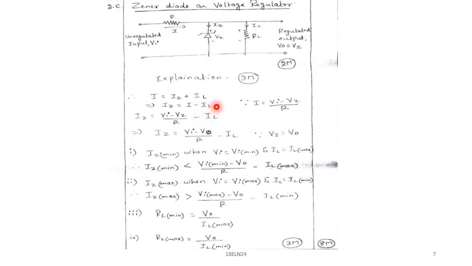Then they mentioned write down all the equations which are related to this circuit diagram. So write down the equation for the load current, write down the equation for the Zener current and the source current also. Then write the condition for IZ min and IZ max. Then what happens when RL is minimum, RL max. All the equations which are related to this particular circuit diagram you mention. So that carries 3 marks. So 2 plus 3 plus 3, total it will be 8.